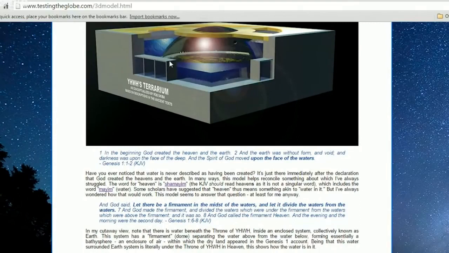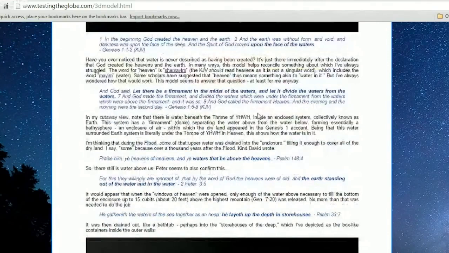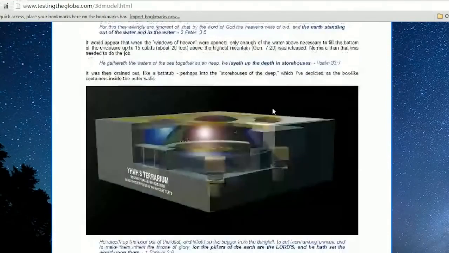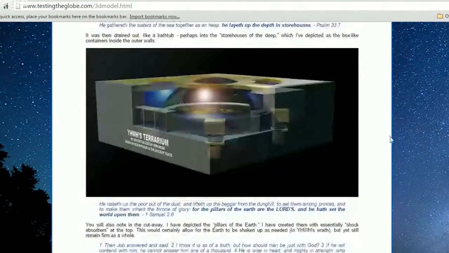I've got a cutaway here so you can see it, but if the whole thing's filled up and some of that water goes in there, if you just drain it into this, then it doesn't really go anywhere. You're not changing the water level much. So it'd have to have another place to go. And so that's why I imagine these sort of containers where the runoff could have gone to, the storehouses of the deep, so to speak.